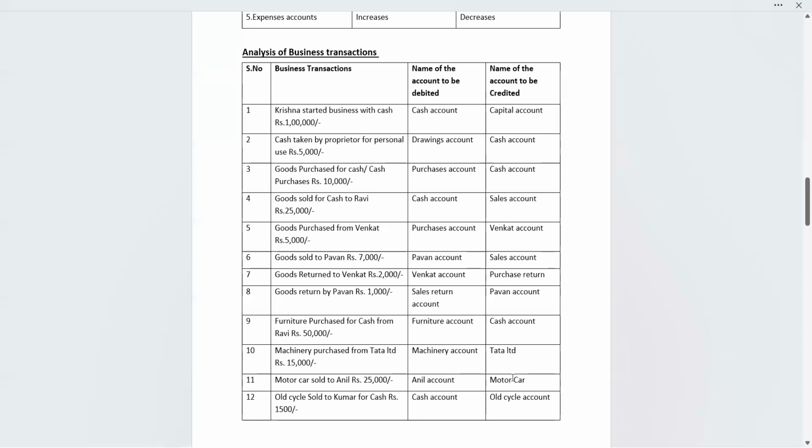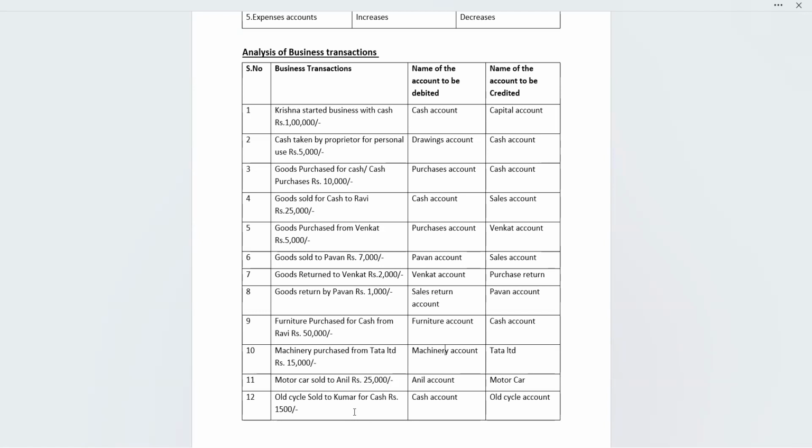Motor car is an asset. That asset comes in or goes out? Goes out. Which side do you enter? Credit side. Old cycle sold to Kumar for cash. You have sold some cycles. Old cycle sold to Kumar for cash.